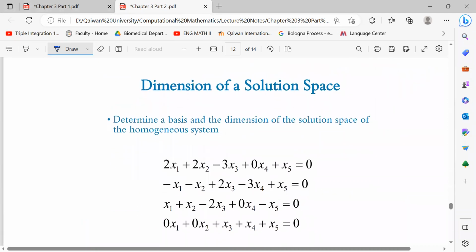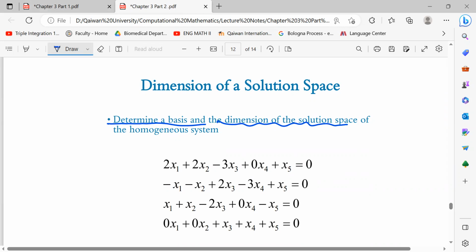Dimension of a solution space. Here, it says determine a basis and the dimension of the solution space of the homogeneous system. When it says homogeneous system, it means the right-hand side is 0. And it says determine a basis, so we first need to find the basis, and then the dimension of the solution, which is the dimension of the basis.